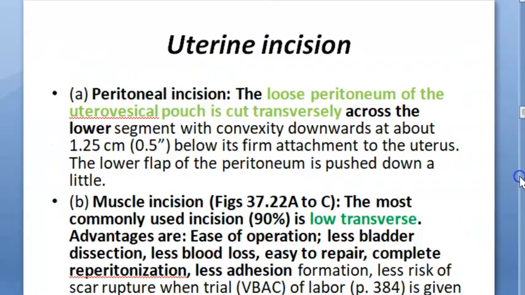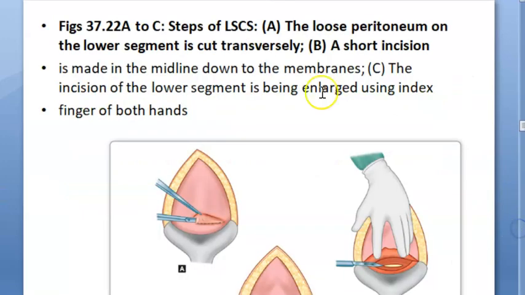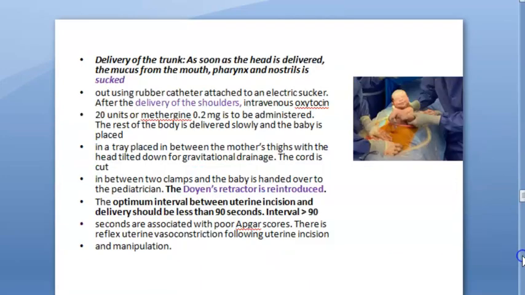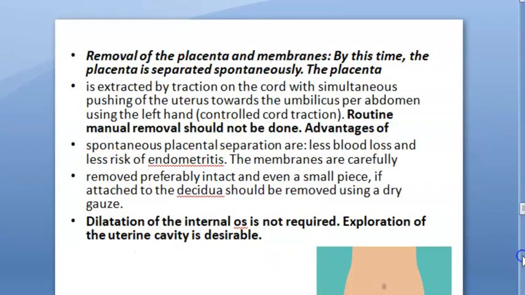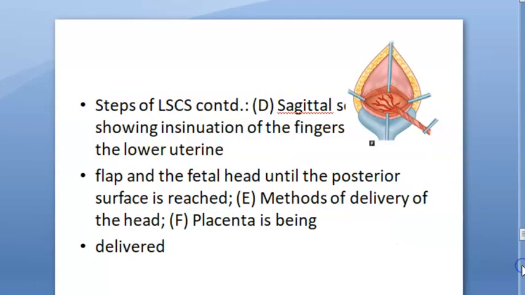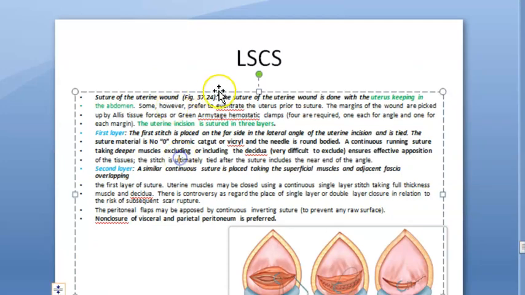Incision you will make on the abdomen, then a peritoneal incision, then the uterine muscle incision. Then how will you deliver the head of the baby, then the trunk of the baby, then the placenta and membranes. This is how they are delivering the head, using the hand like a fulcrum. And then after all this, how will you suture the wound?